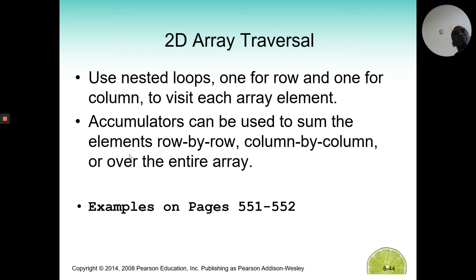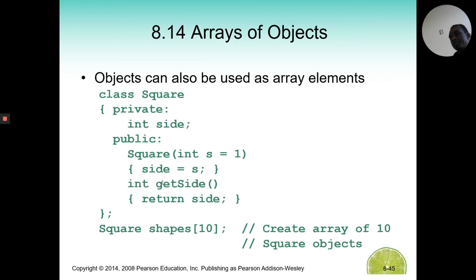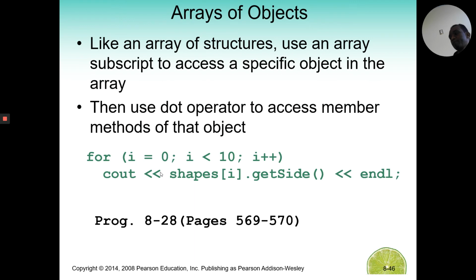And the accumulator is basically the sum. Objects can also be used as array elements. So you have a class Square, with private variables inside and then the public part. With arrays of objects, like an array of structures, you use an array subscript to access a specific object in the array. Then use the dot operator to access member methods for that object. So here it would be shapes[i].getSide() and so forth.